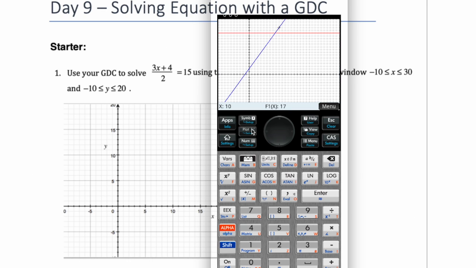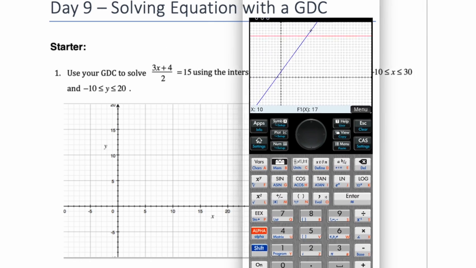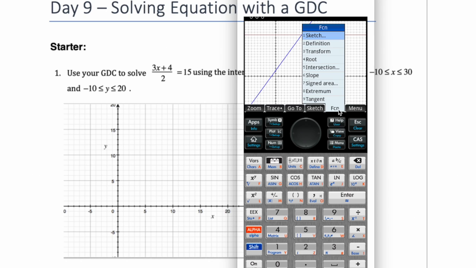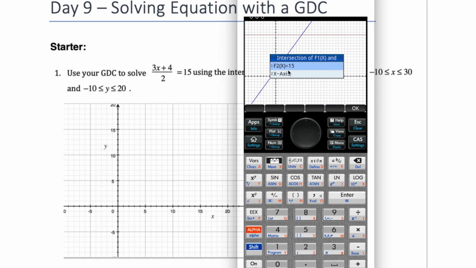Okay, so we click plot, and this is what it looks like. They're both lines. 15 is the horizontal line because it's just a constant 15. And to get the point of intersection, we simply go to Menu, Function, Intersection, and click here. And that's 8.67. It's actually 8 2/3 exactly. Anyway, that's the point of intersection.